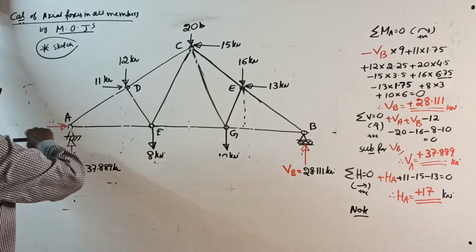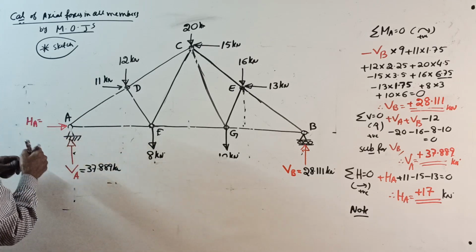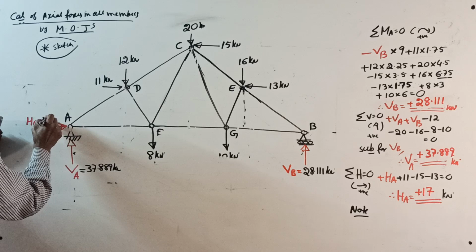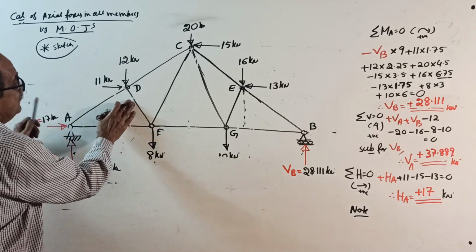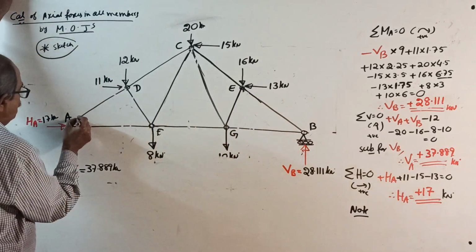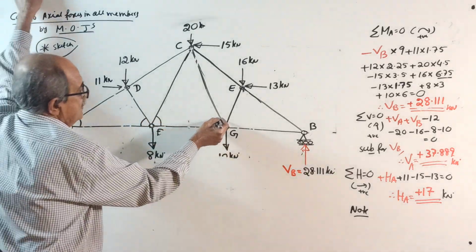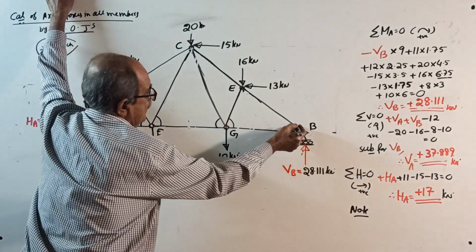HA, we assumed right side, again it came positive. So HA equal to how much? 17 kilonewton. No sign now. Okay, now this, none of them. Neat sketch, one more sketch. Now you require this angle, this angle, this angle, this angle, this angle, and this angle.